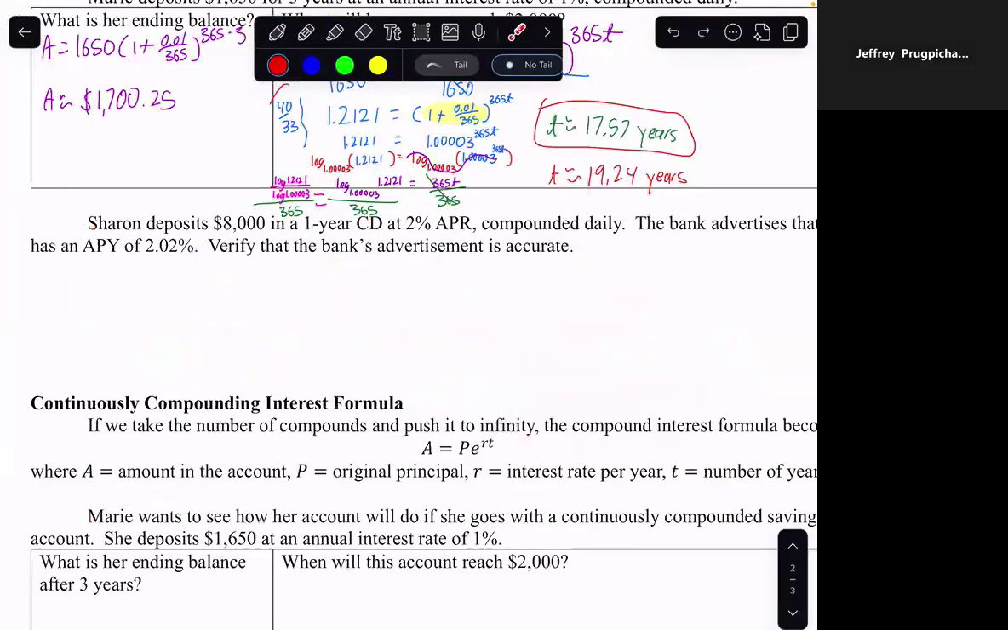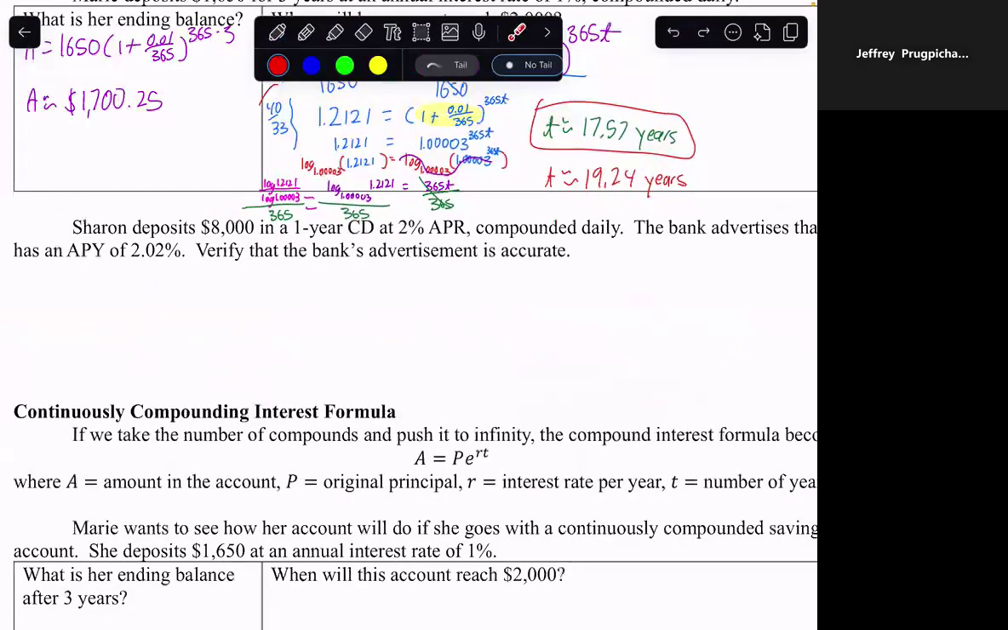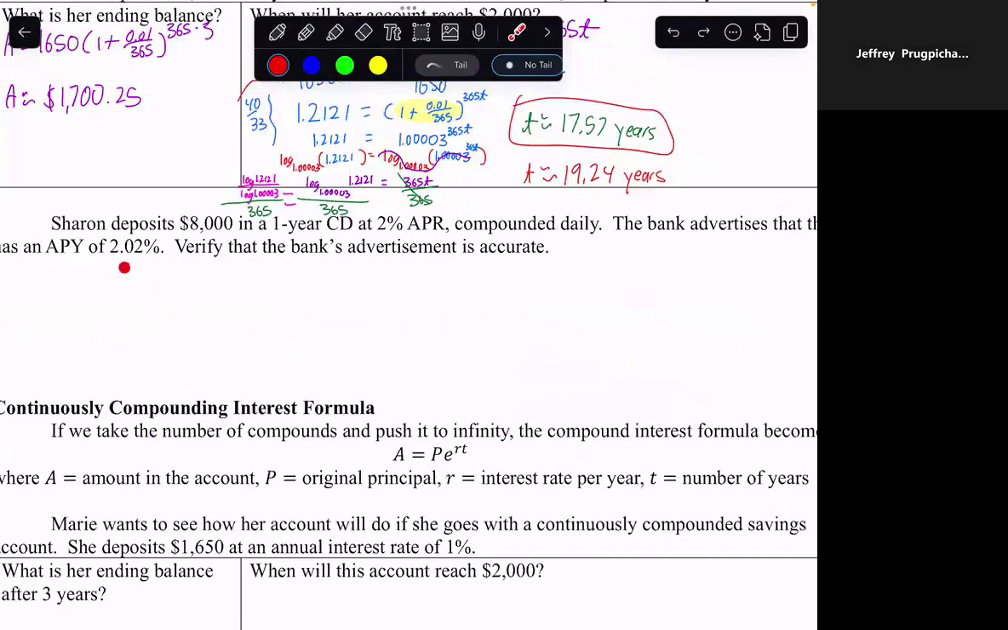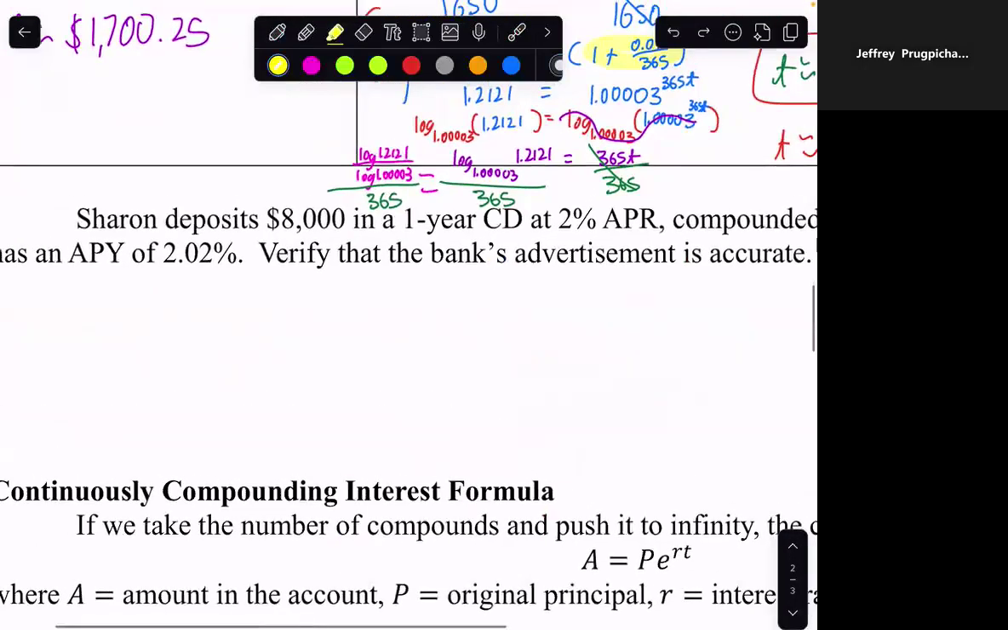Okay, so now let's get into the difference between APR and APY. Sharon deposits $8,000 into a 1-year certificate of deposit at 2% APR compounded daily. The bank advertises that the APY is 2.02%. So these two numbers, right? APR 2% flat, APY 2.02%. Is the bank being honest with their numbers?